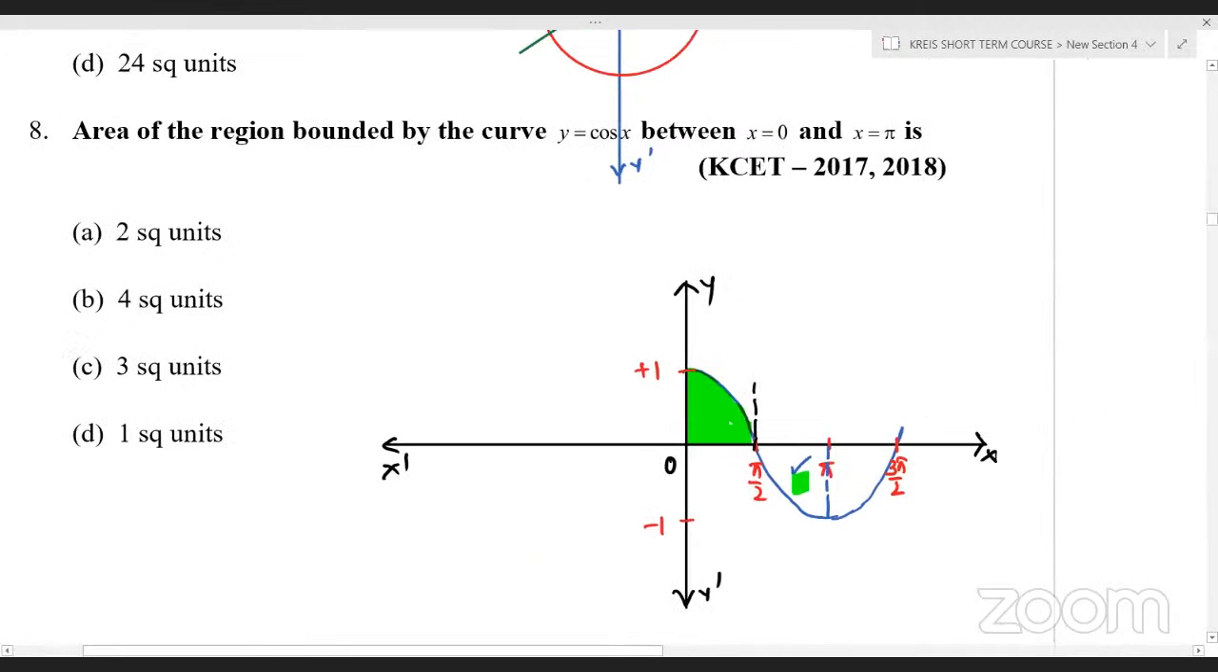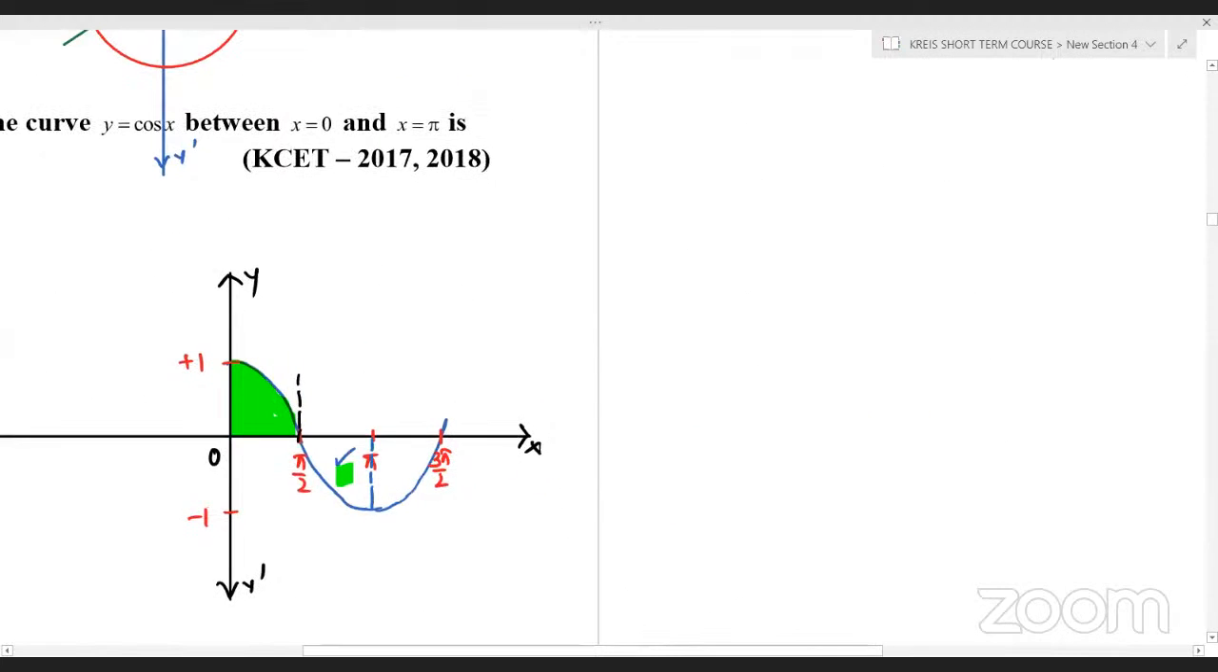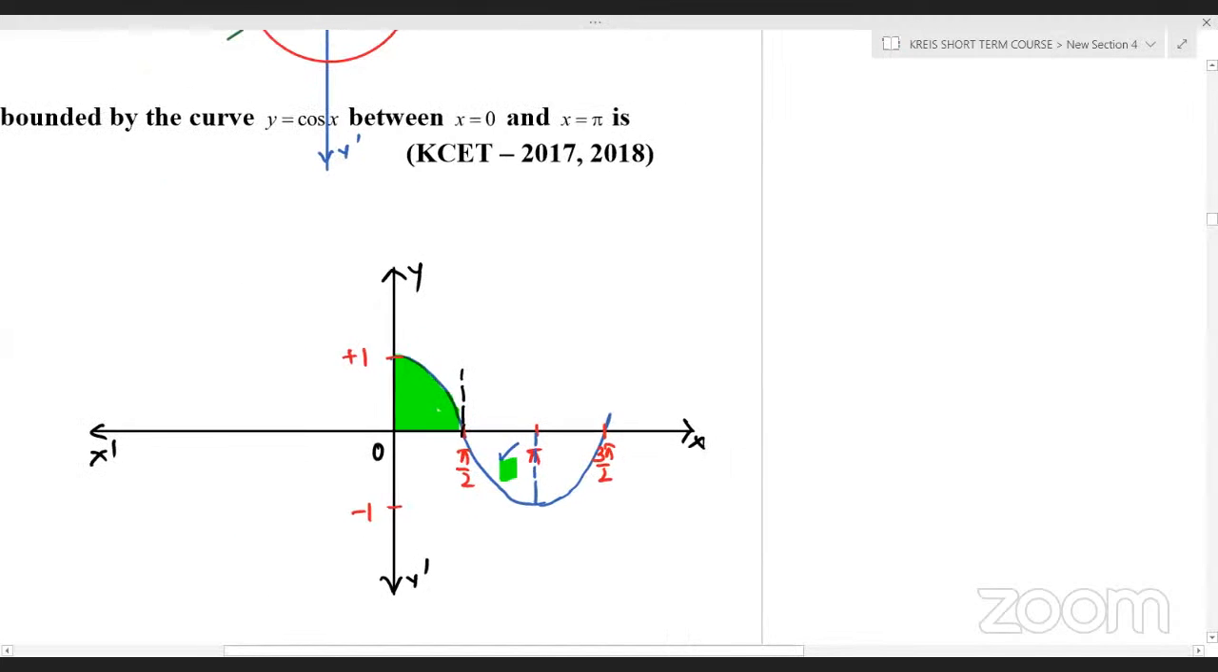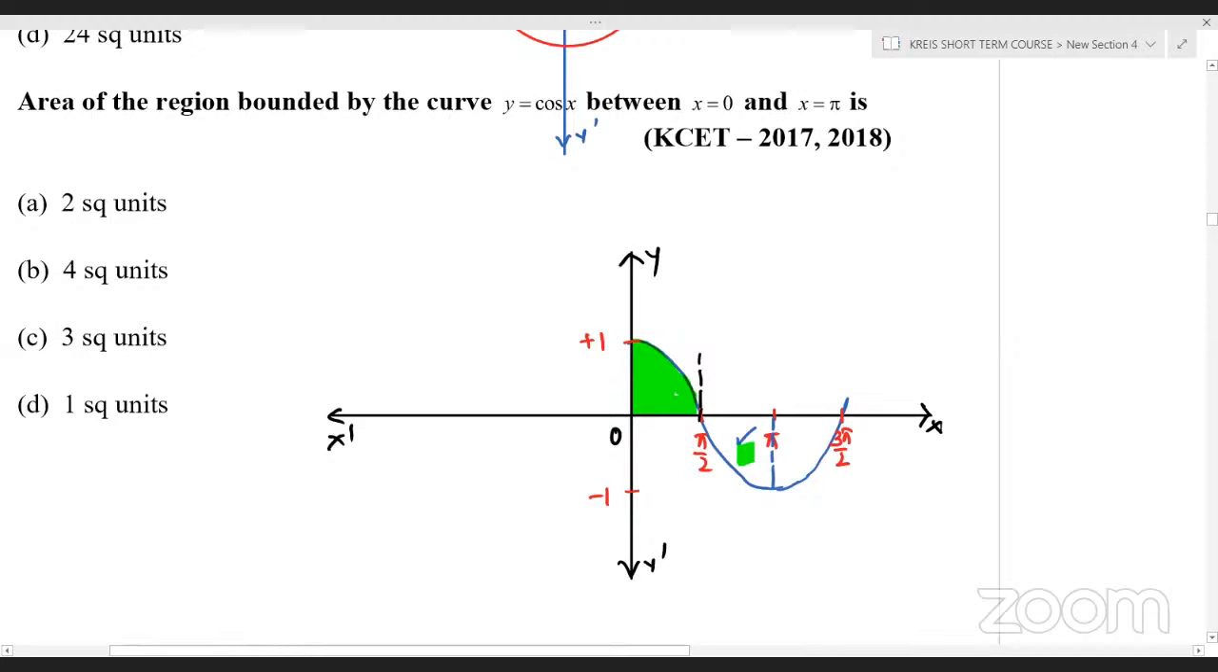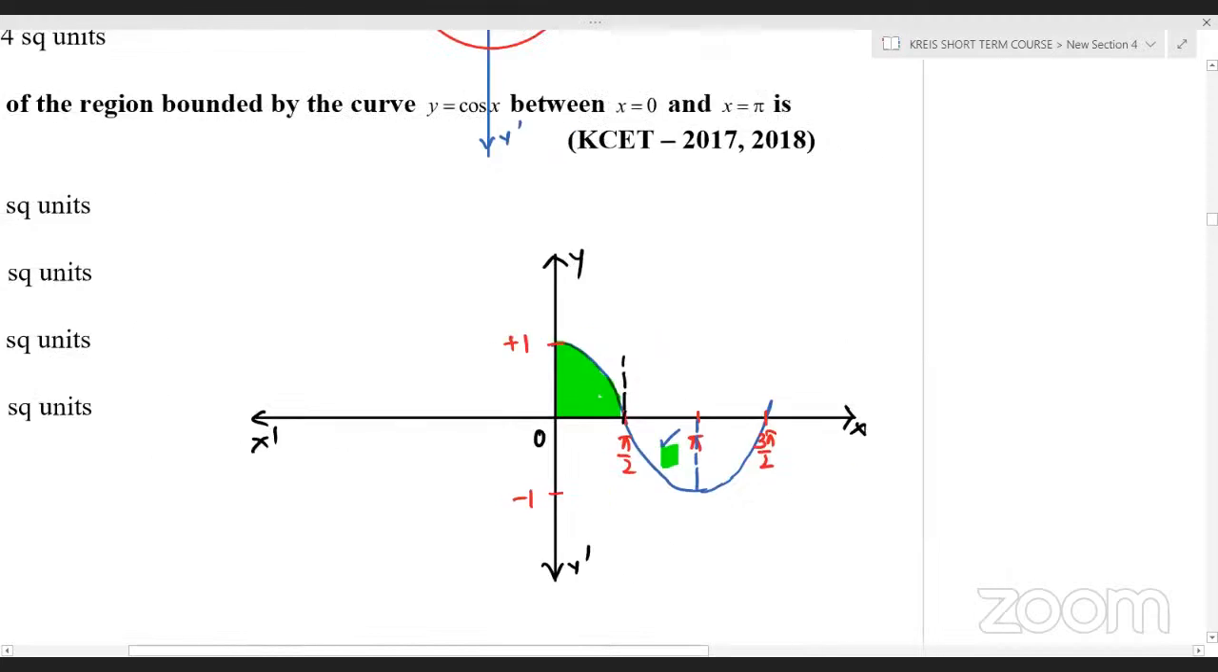Option A may be the solution, right? But here, this is a half arc, it is not one arc, right? This is a half arc and this is a half arc. So totally one arc. Somebody is telling me the answer is going to be 2, right? So let us say it is going to be option A here. It is going to be both together, it is going to be one arc.